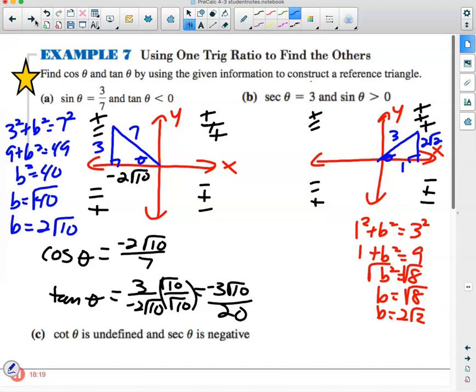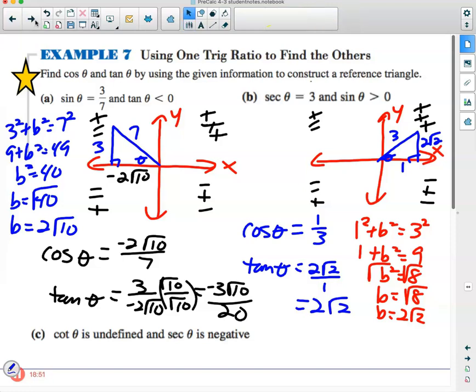Now we need to tell them what cosine is, which we already did as part of this before. We had to flip secant to get that, so that's 1/3. And then tangent of theta, thinking SOHCAHTOA, opposite over adjacent. So 2 square roots of 2 divided by 1 is just going to give us 2 square roots of 2. And we've got it. So, as far as puzzles go, I don't think those are incredibly challenging.